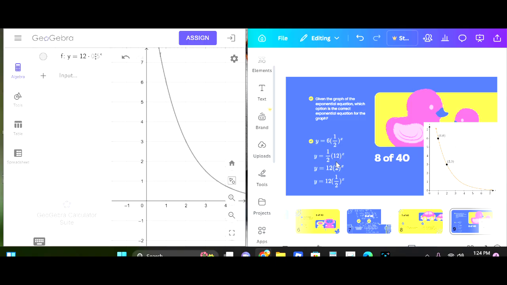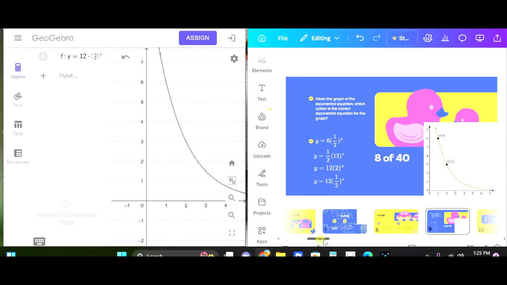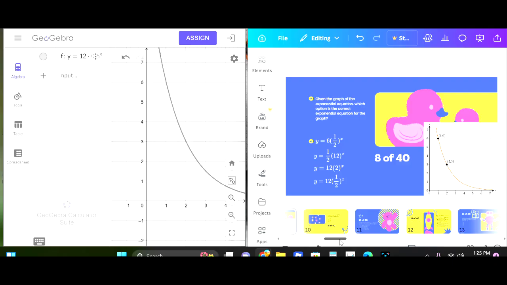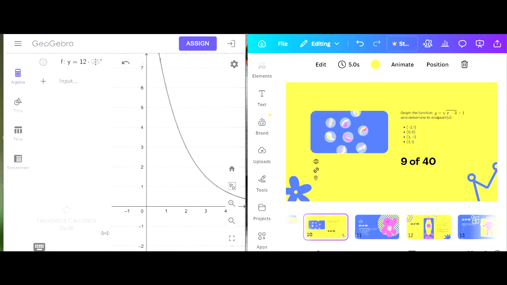And look at that. We see we have a point at 1, 6. Here's 1 and 6. And we have another one at 2 and 3, so it's this last one. There you go, guys. That's how to work smarter and not harder when the book doesn't teach you how to do this stuff correctly. All right, here comes another GeoGebra one.